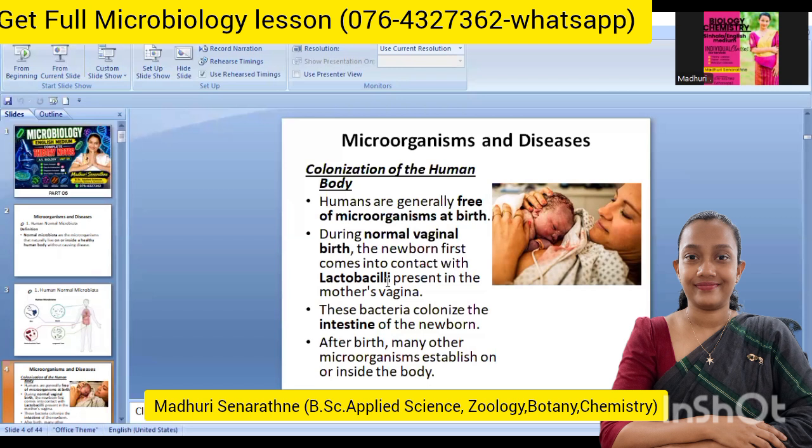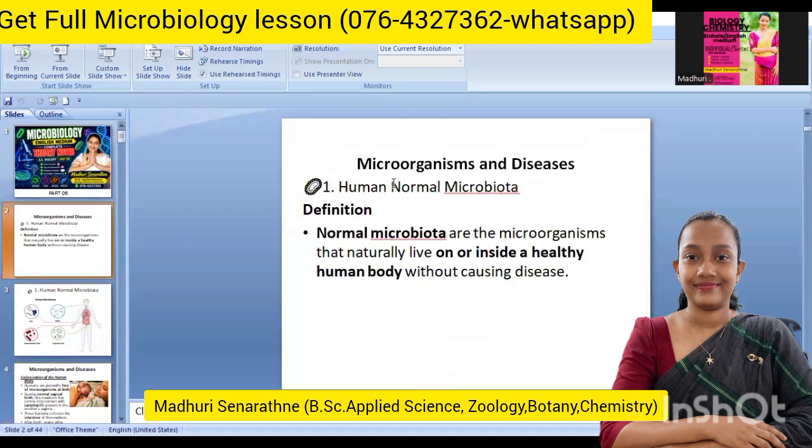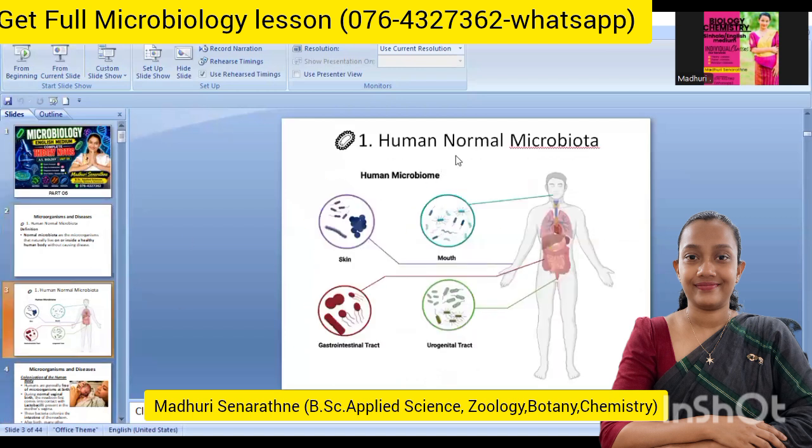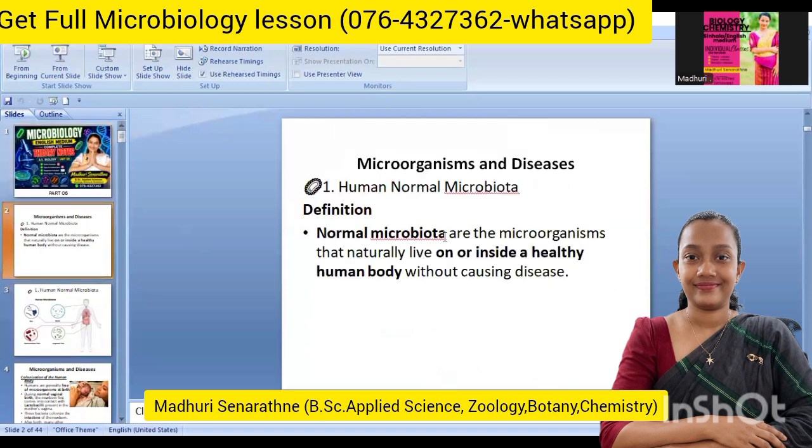After birth, many other microbial populations gradually become established on the surface and inside certain regions of the body. These microorganisms are collectively called normal microbiota. So, normal microbiota are microbial populations that normally live on or within the human body. Normal microbiota are the microorganisms that naturally live on or inside a healthy human body without causing disease.